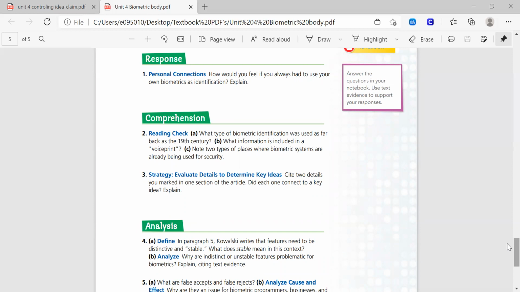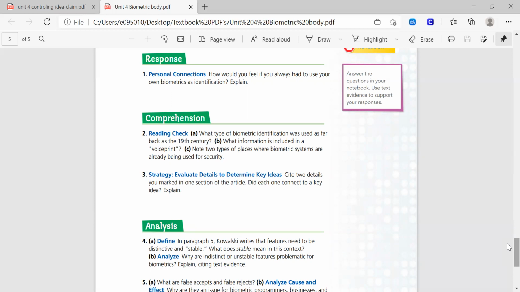It has 3 parts to it. We need to make sure that we answer all 3 parts of this. So part A, what type of biometric identification was used as far back as the 19th century? You're going to need to go back to the article that we just read to find that answer.